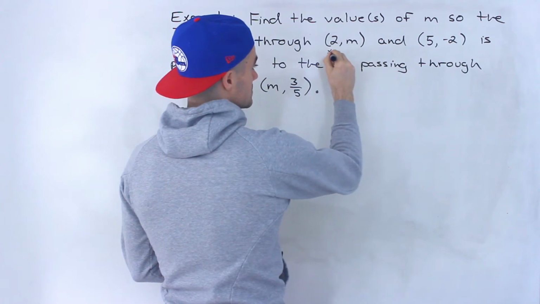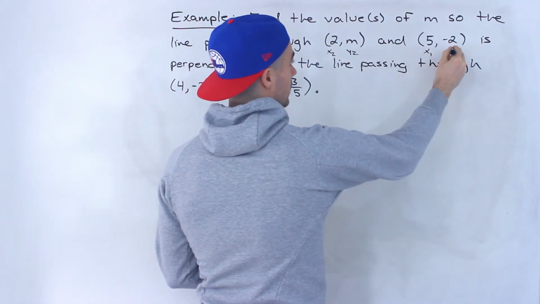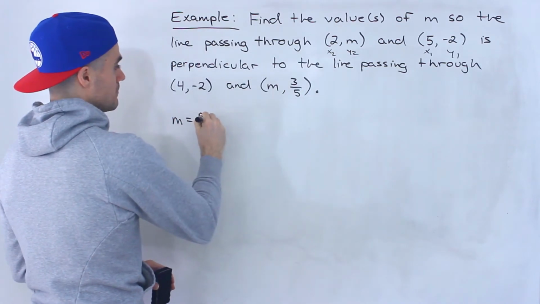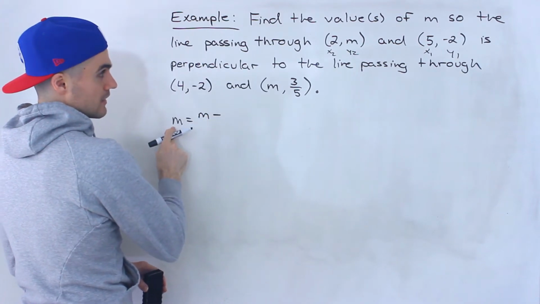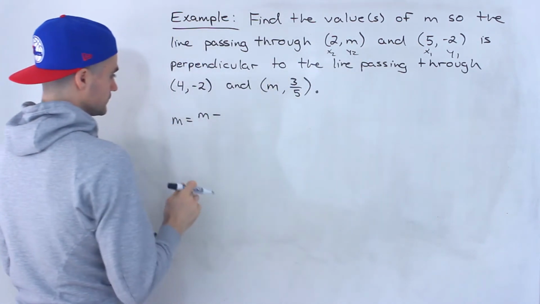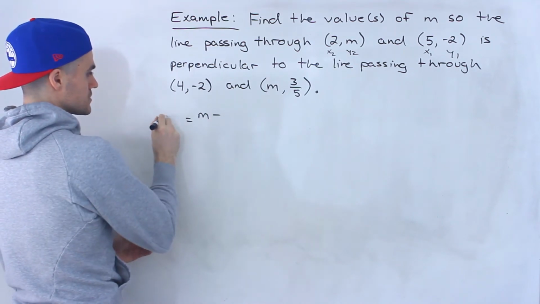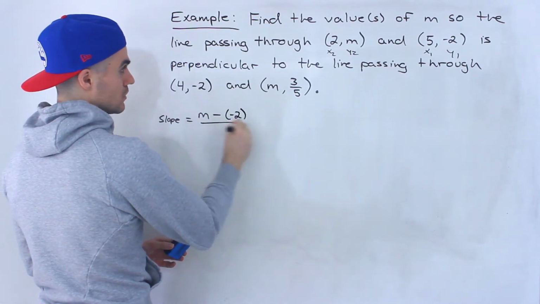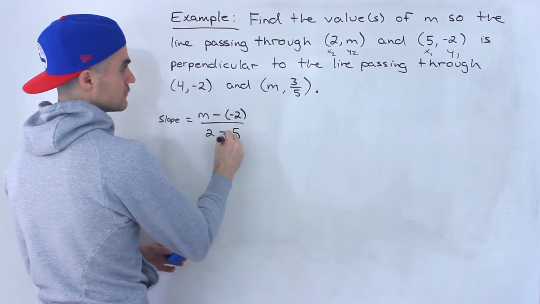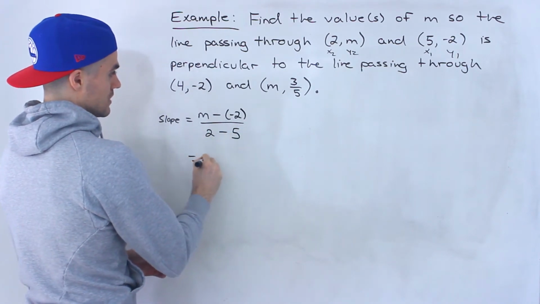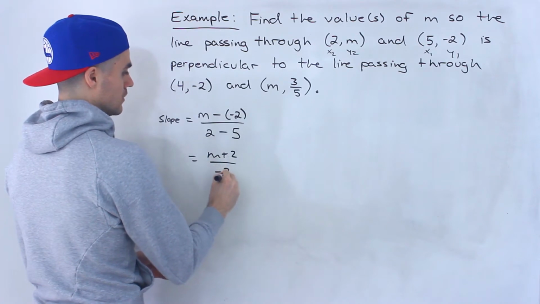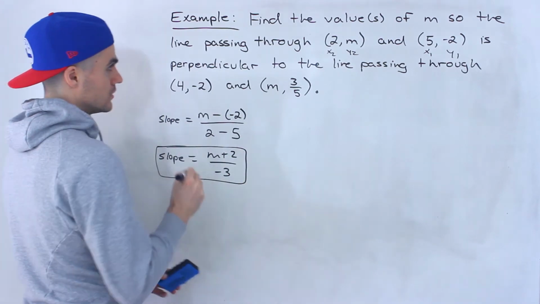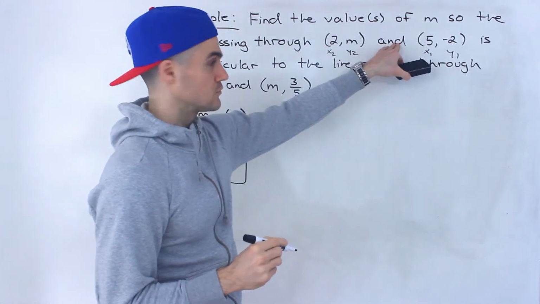So what I'll do is I'll let this be x2, y2. This could be x1, y1. And this m, by the way, is different than this m. Perhaps you could even use a different variable. Just to not confuse you, I'll put slope here. So the slope equals m minus negative 2 over 2 minus 5, y2 minus y1 over x2 minus x1. So that would be m plus 2 over negative 3. All right, so that's the slope of the line passing through these 2 points.